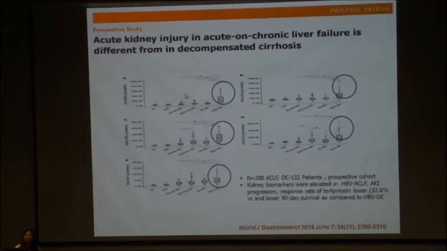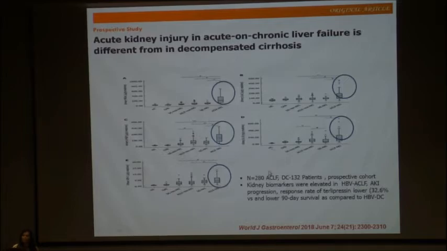And similar data from the Chinese group with the help of biomarkers, a very similar paper in hepatitis B-related chronic liver failure. They showed that all the biomarkers, urine NGAL, urine liver fatty acid binding protein, kidney injury molecule 1, were elevated in patients with hepatitis B-related acute and chronic liver failure as compared to decompensated patients with hepatitis B and other groups.